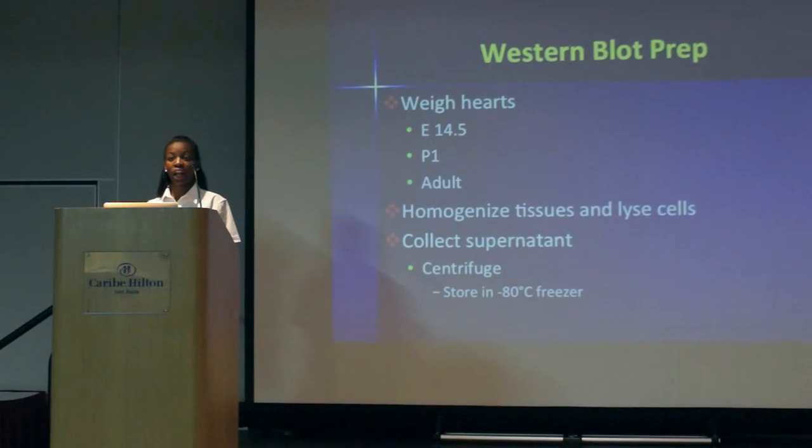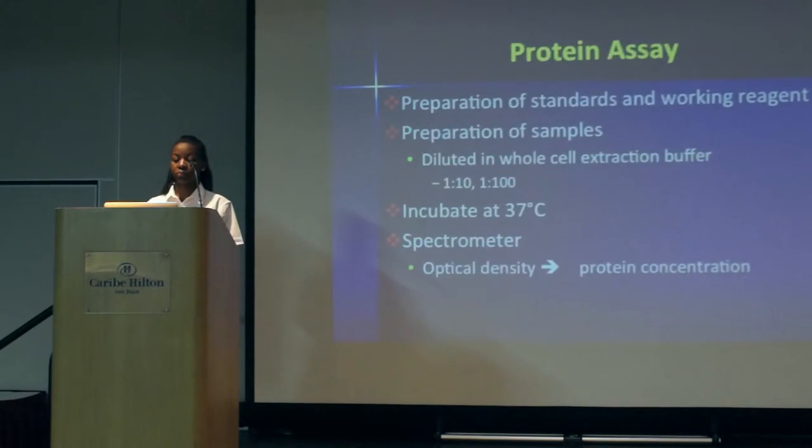To prep for the Western blot, hearts were taken from an embryonic mouse at 14 and a half days old, a P1 mouse, and an adult mouse. These hearts were then weighed and homogenized with lysis buffer in order to create our samples. After resting on ice for 30 minutes, the samples were centrifuged for 25 minutes, and we collected the supernatant and stored our samples in a negative 80 degree freezer overnight.